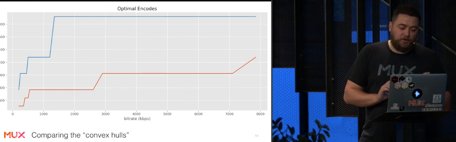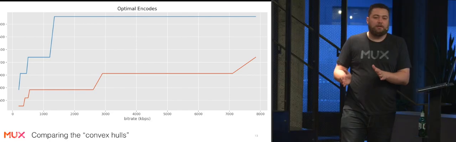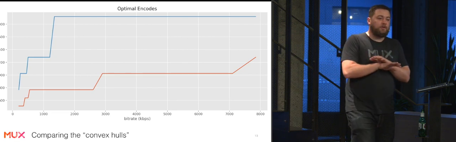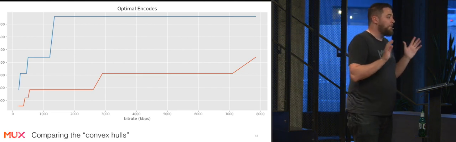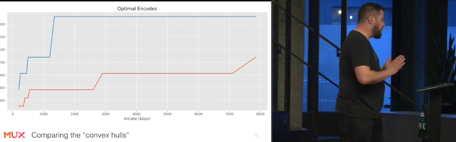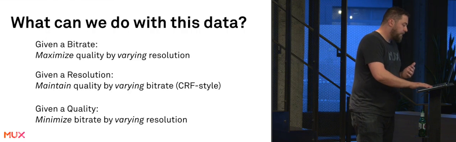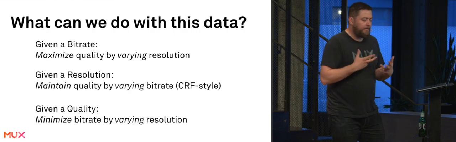But you can see that what it's telling us is these pieces of content are different, and you need to encode them completely differently if you want to maximize quality. Here, what I'm doing is taking bit rates and showing you which width maximizes the quality. And that's the first thing that we can do with this data.